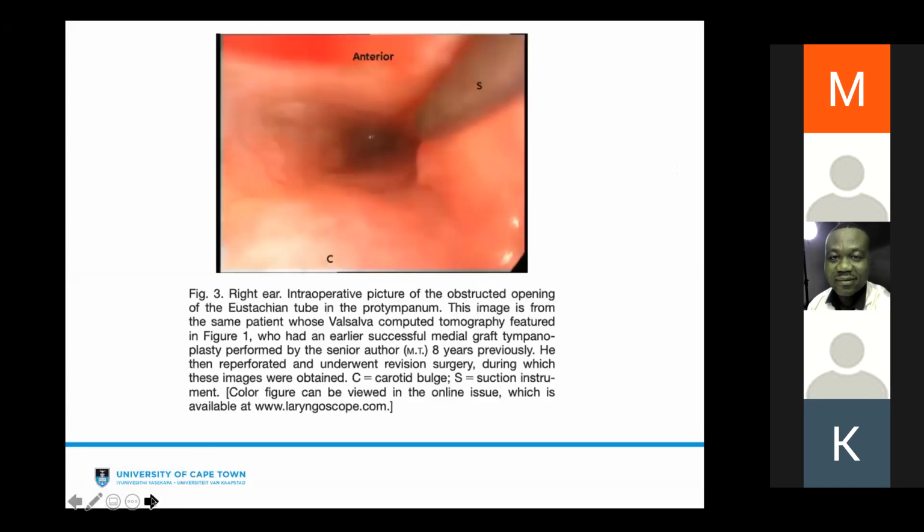In that same study, this was a patient that had a myringoplasty done and reperforated some years later. And on the second look surgery to repair that perforation, there was an obvious obstruction in the tympanic side of this Eustachian tube, as demonstrated here.